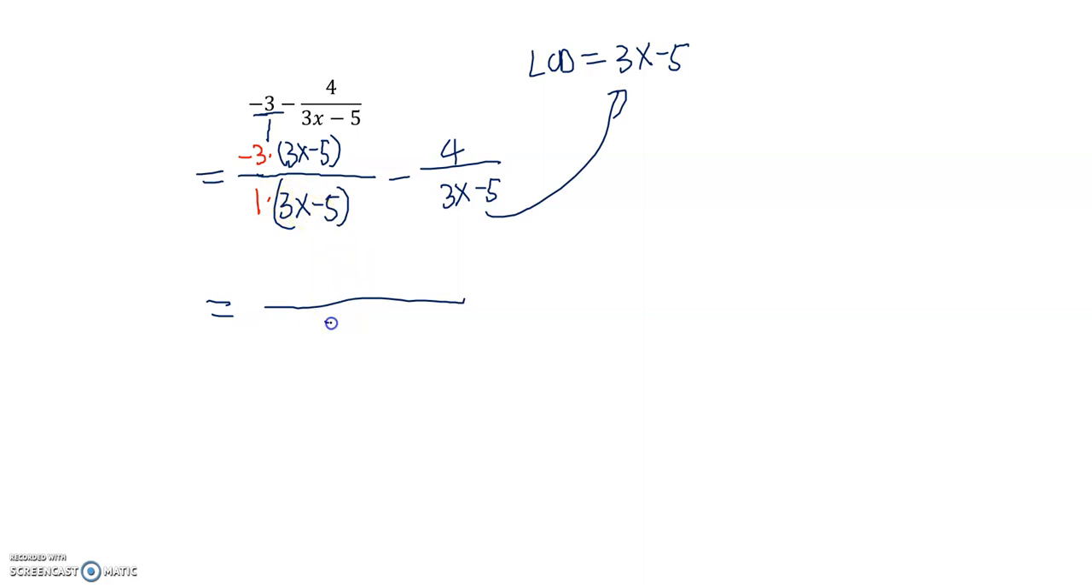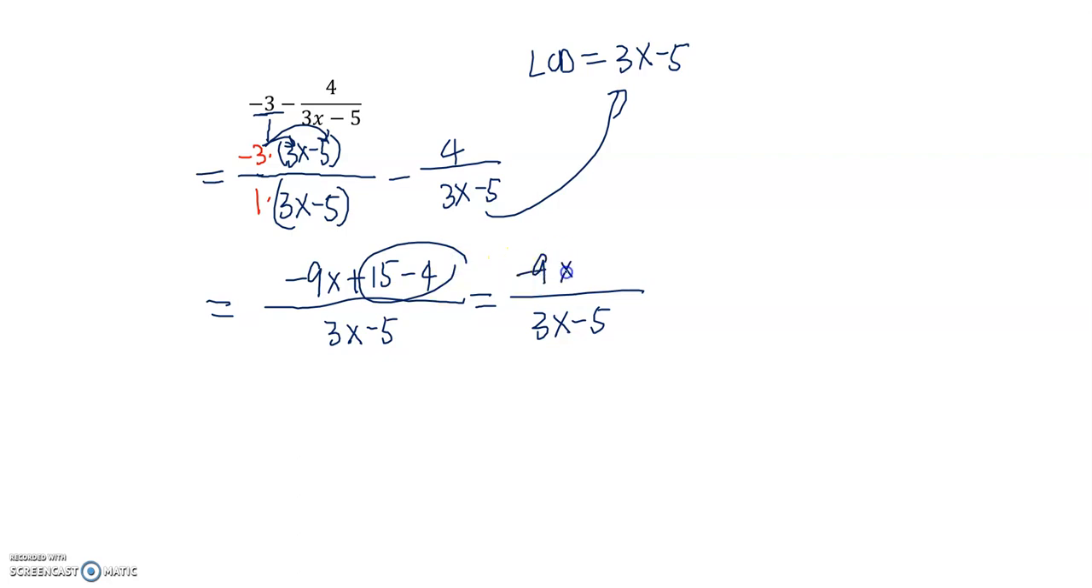1 times 3x minus 5 will still be 3x minus 5. In the numerator, we have to distribute negative 3 to get negative 9x plus 15 minus 4. And simplify the top. Keep the bottom, simplify the top. Combine like terms, that just gives us plus 9.